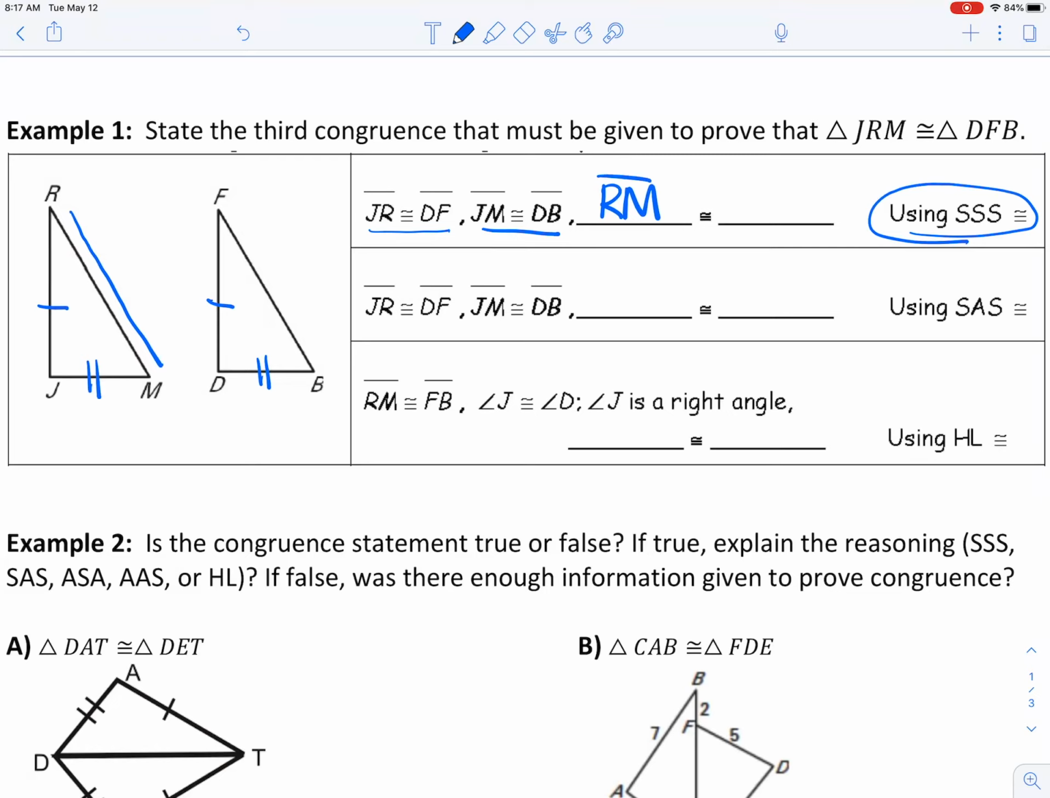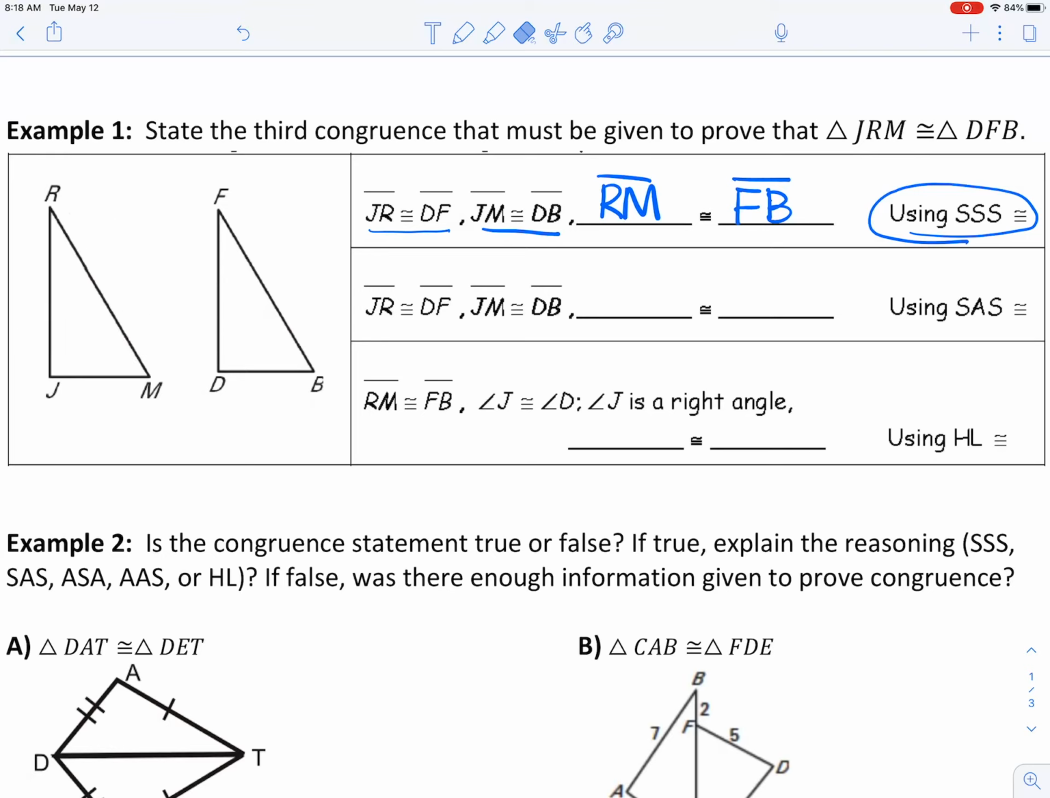Now, if I want to use side, side, side, that means that this side, RM, has to be congruent to the other side, FB. That would be the only way that side, side, side would work, because then we would have a side, we'd have a side, and we'd have a third side.